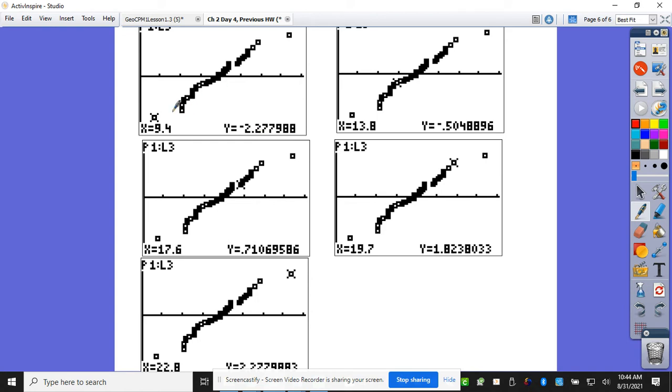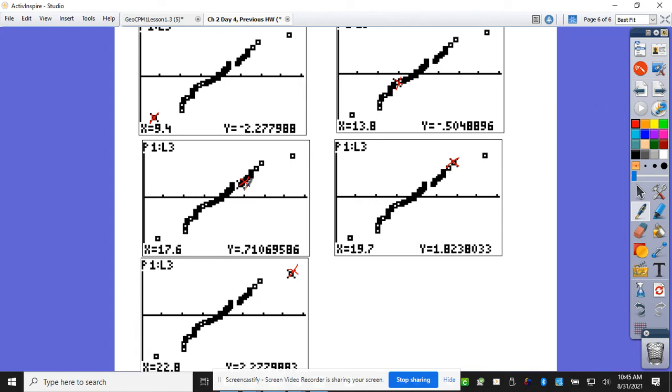You can't see it here because it's blinking on your calculator, but at this point you have an x of 9.4 and y of negative 2.277. Here I have this one clicked on, and it tells me the x and y. Here it tells me the x and y. Here it tells me the x and y. So I would need to use these dots to be able to number my x and y axes correctly, which you would need to do if you graph this.